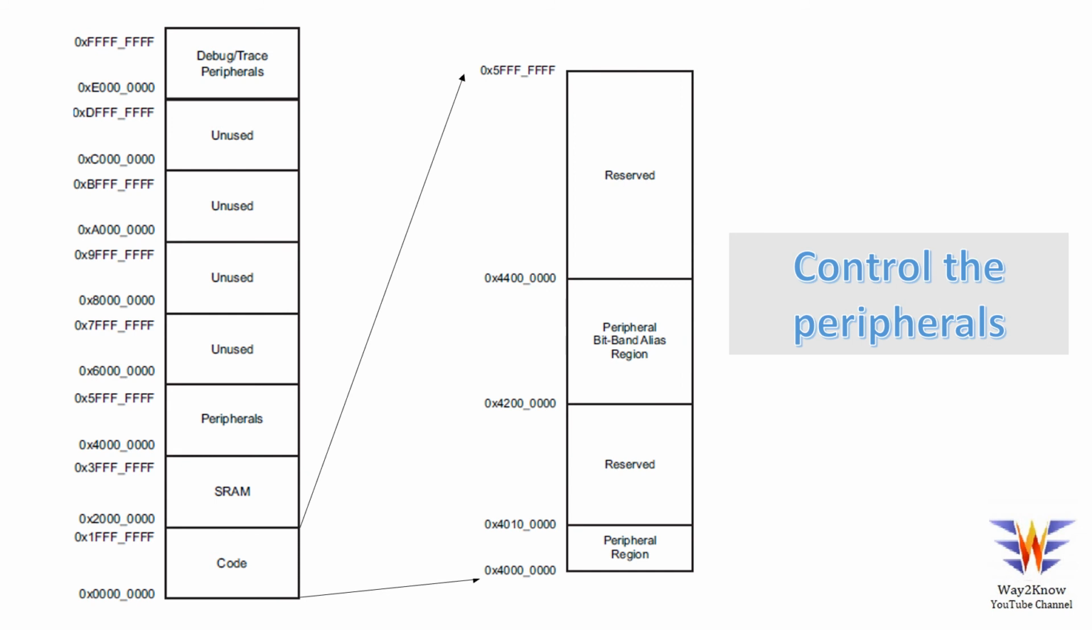Then if you see, sorry, this is peripherals. So this is from here to here. This peripheral region is used to control the peripherals, and all the relevant data with respect to peripheral control would be done from this region. And again, this also has the bitband alias region. So these are the basic divisions of memories in MSP432.